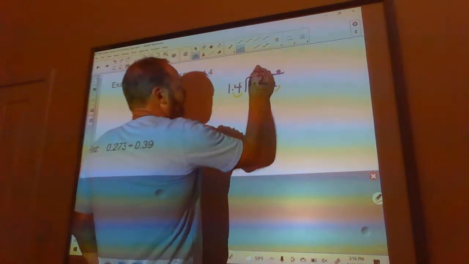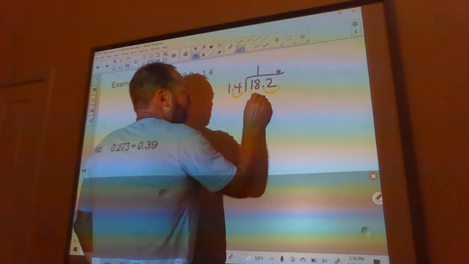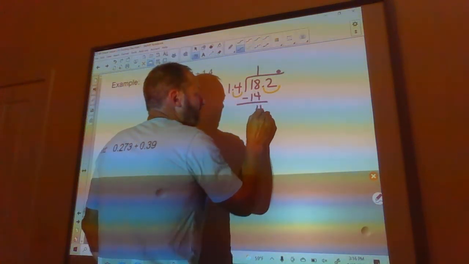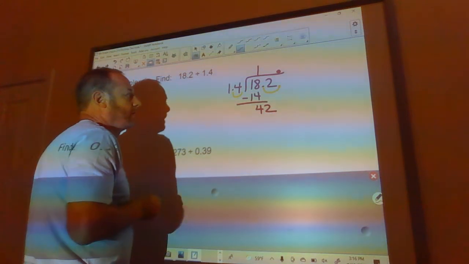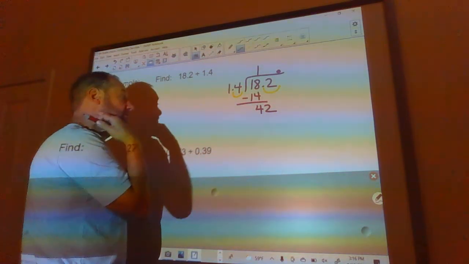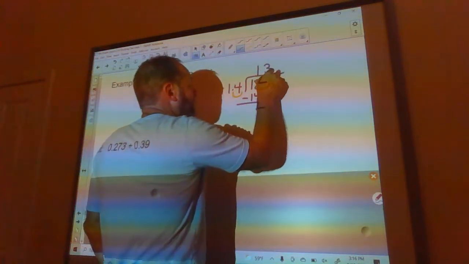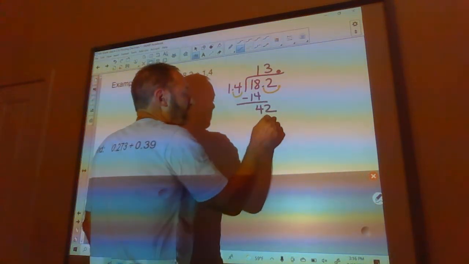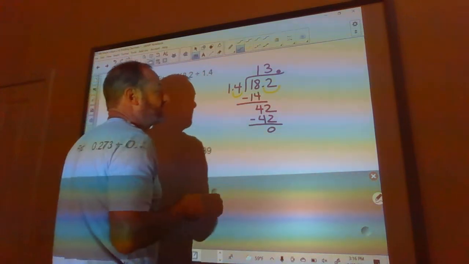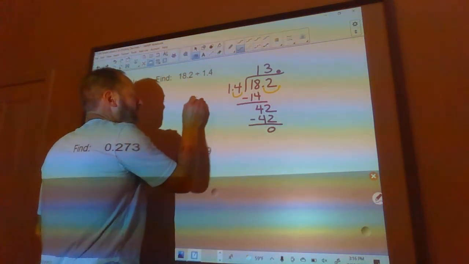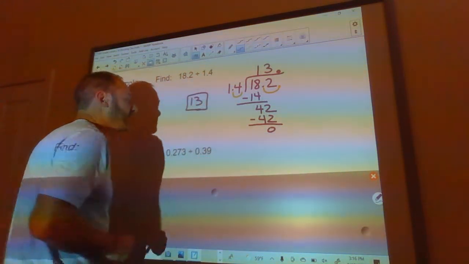Now, 14 will go into 18 once. 1 times 14 is 14. Subtract, I get 4. Drop down my 2. 14 will go into 42, I think, 3 times. 3 times 14, let's see, 3 times 4 is 12. That's 42. So I get 0. So my answer is just 13. It went in there 13 times exactly.